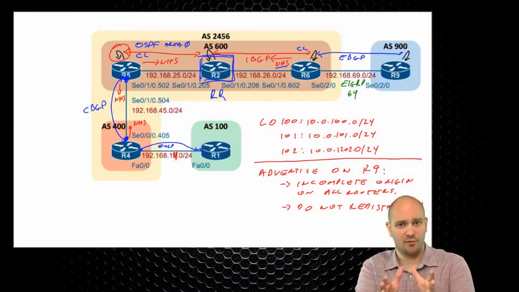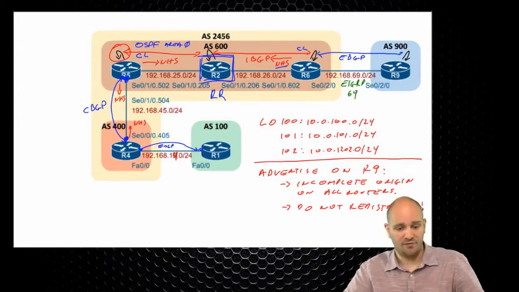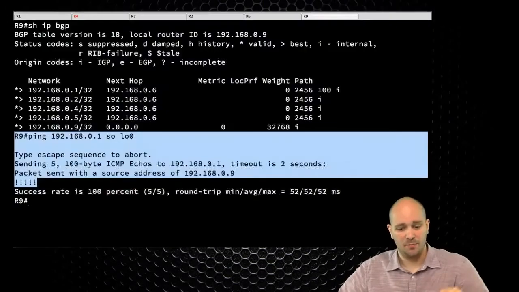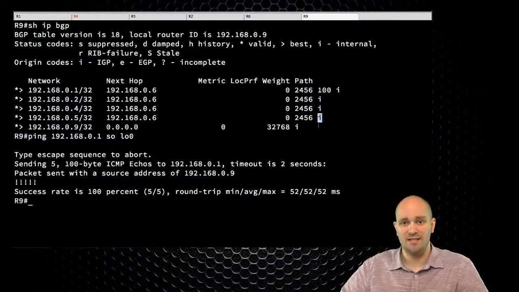When you use the network statement to advertise routes in BGP, they're going to have the origin of IGP. So we can see that here. This I here stands for origin. This doesn't mark the internal route. It says that this route has the attribute called origin, which is internal, or origin is IGP.